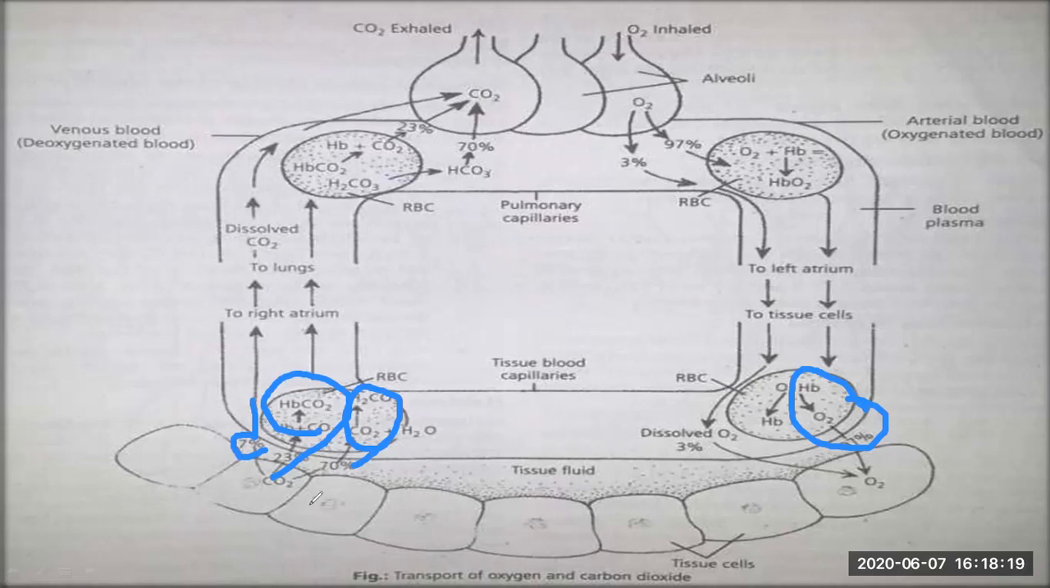CO2 transport: 70% is transported in the form of bicarbonate ion, and 23% in the form of carbaminohemoglobin, which we saw in the last slide, and 7% is directly dissolved in the blood plasma. So you should make this concept clear, because if you know this, you can easily understand what follows.